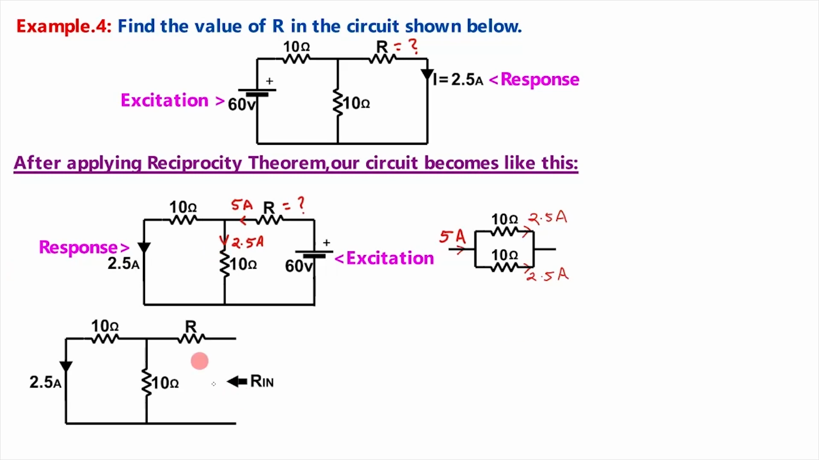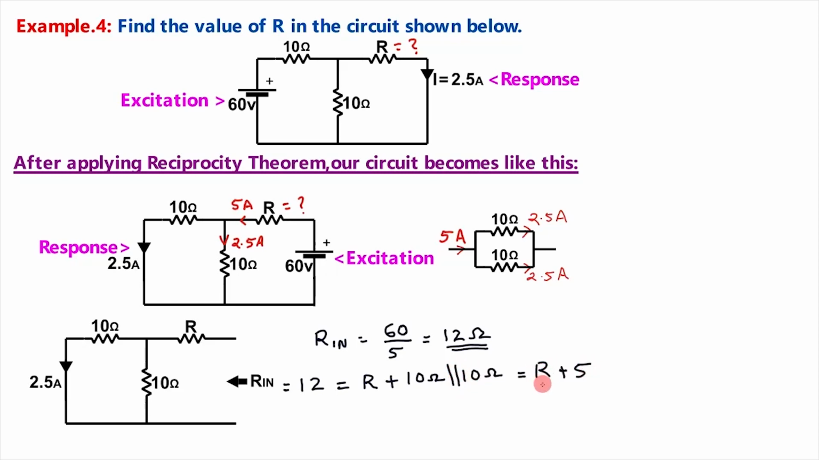See here, if you are seeing the total input resistance from here, total input resistance R in is equal to total voltage, that is 60, divided by total current, that is 5, which is equal to 12 ohm. So see, in this circuit, R in we got as 12 ohm, which is the combination of this unknown resistance R in series with that 10 ohm, which is in parallel with 10 ohm. That is equal to R plus 5. That is R plus 5 is equal to 12. Therefore, R is equal to 12 minus this 5. 12 minus 5, which is 7 ohm.